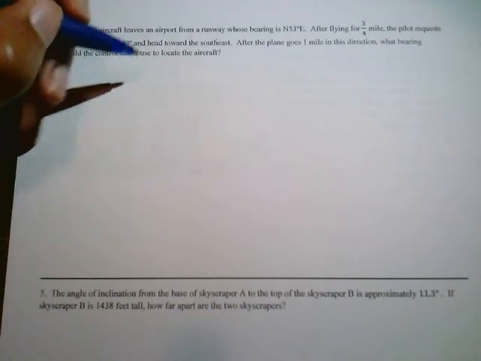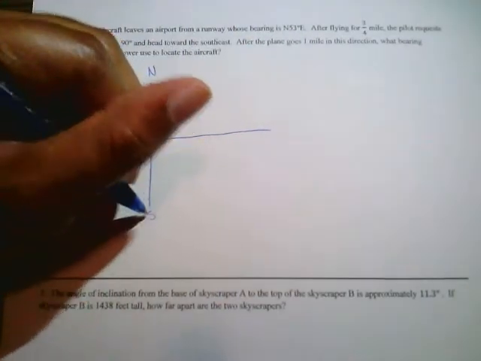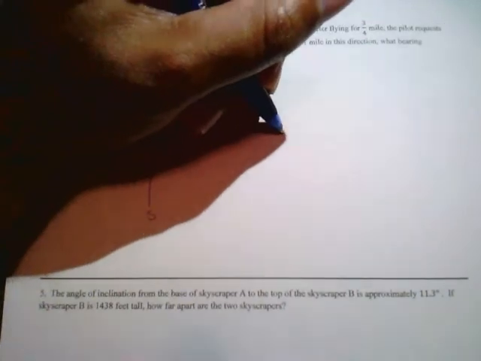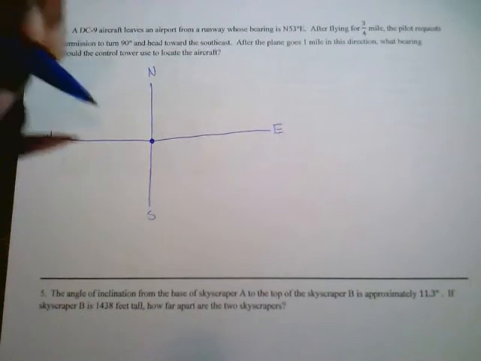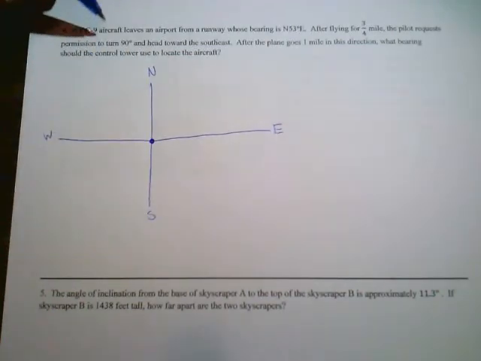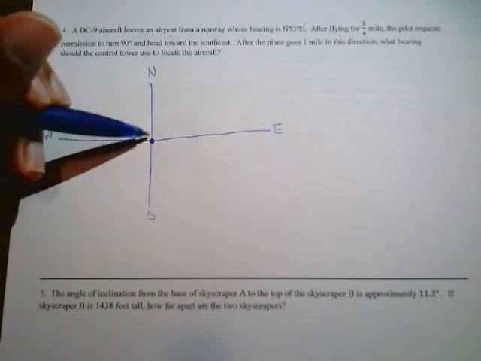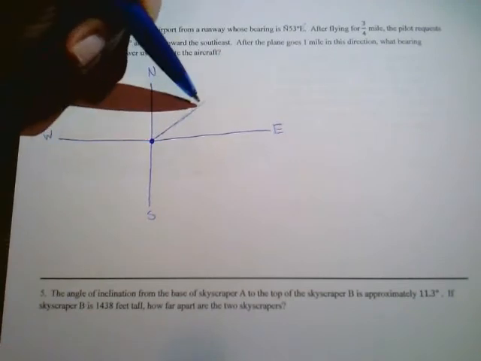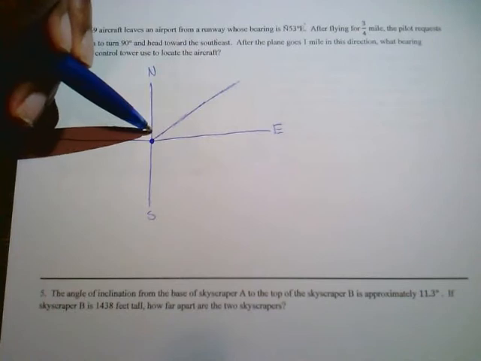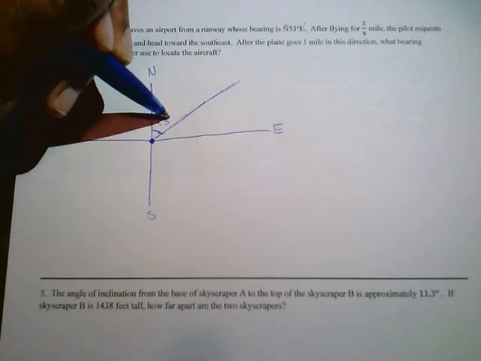So first, let's just draw our direction so we can see what's going on here. So first, we'll just start out with the basic north, south, west, and east. The control tower will basically be considered to be at the origin where the airport is. And it says it leaves the airport whose bearing is north 53 degrees east. So it's going north. So from north, it's going 53 degrees. So starting north, then it's 53 degrees here. So this angle measures 53 degrees.